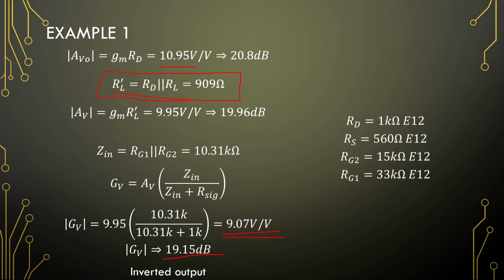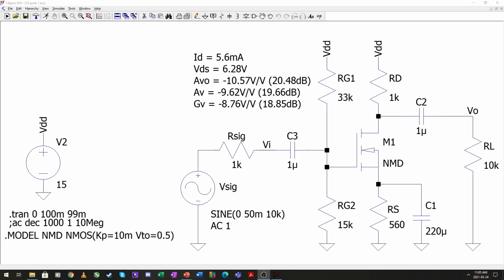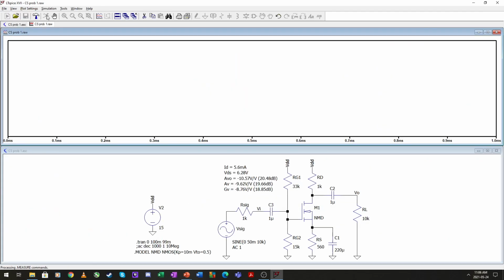So let's open the simulation file. Okay, I've gone before this and got all these values out. So our drain current is 5.6 milliamps, VDS 6.28, close to 20 decibels, somewhere in the middle, close to 19 decibels for our GV. So this amplifier does check out with our design.